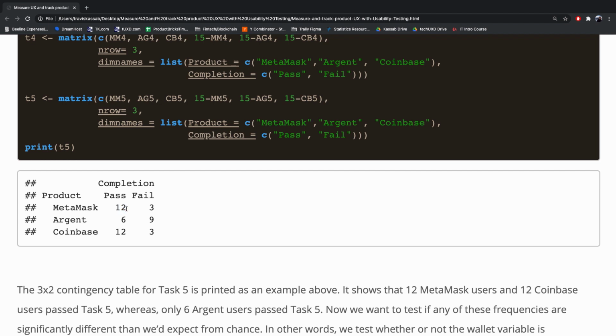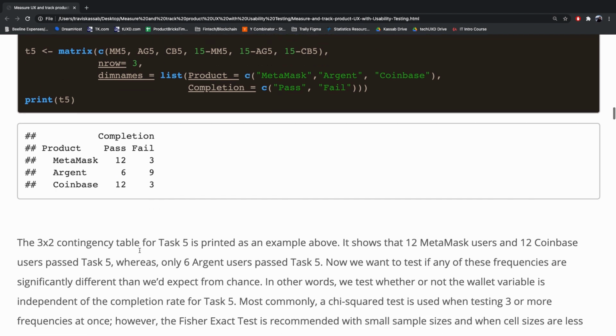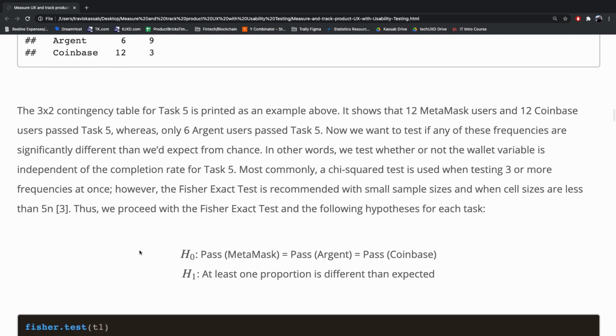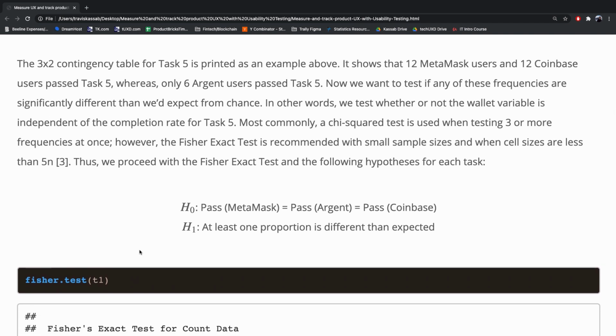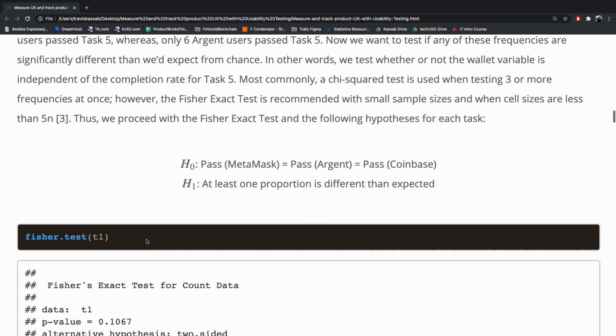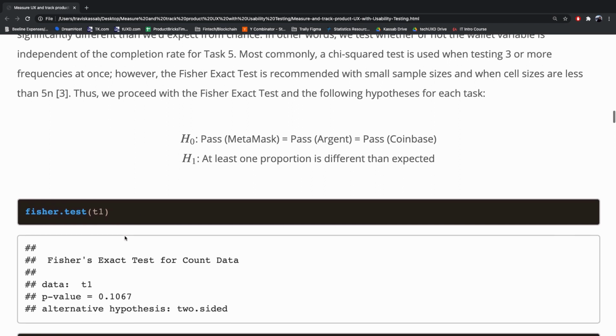So for task 5, 12 users successfully completed task 5 for MetaMask. Argent, 6 users completed task 5. Coinbase, 12 users completed task 5. And what we're doing is we feed these contingency tables into something called a Fisher exact test.